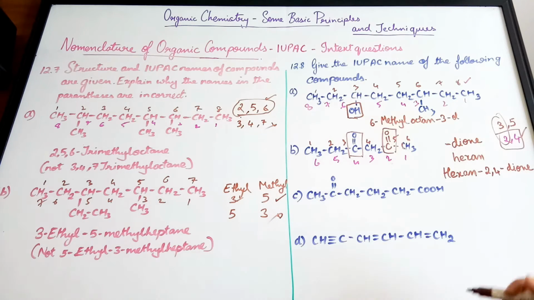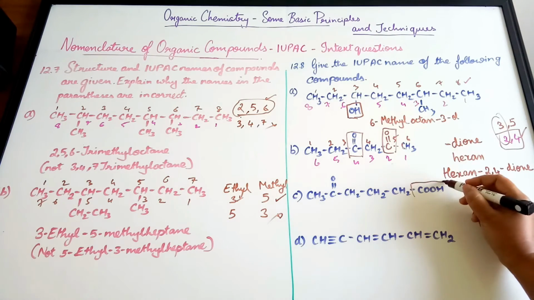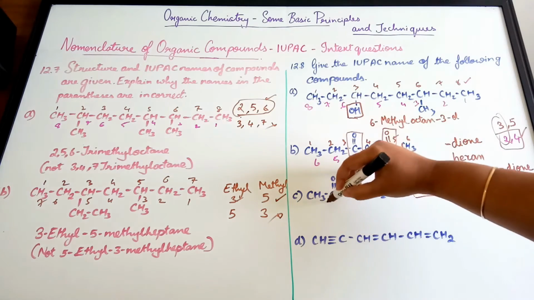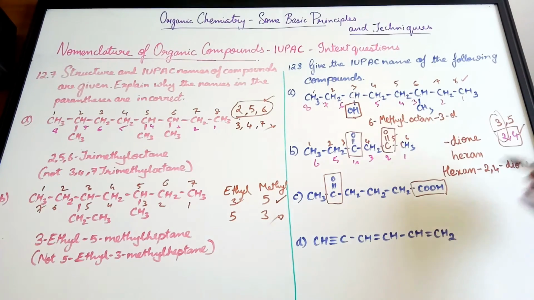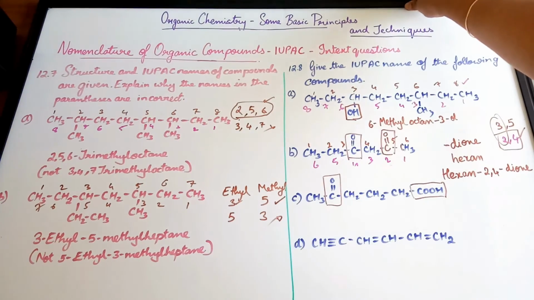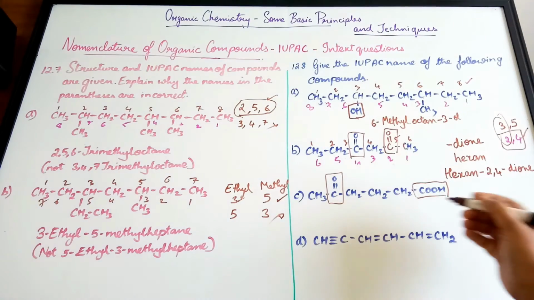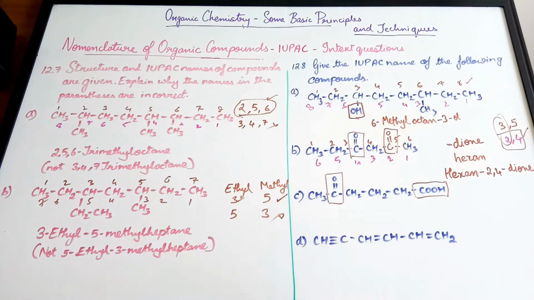Let's go on to the next one. Here we have two functional groups. One is an acid and the other is a ketone. Now between ketone and acid, based on what we have learnt with respect to the decision on the principal functional group, we know COOH gets more priority than ketone. This means that the COOH will be denoted as a suffix, whereas the ketone will be denoted as a prefix.